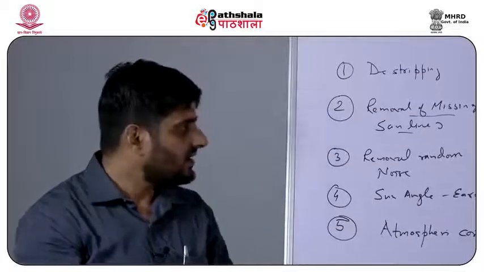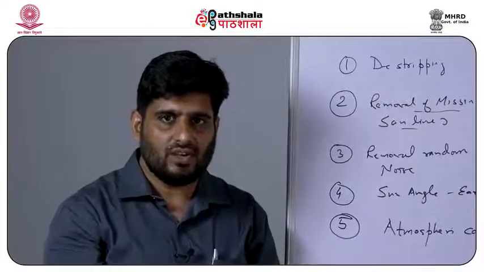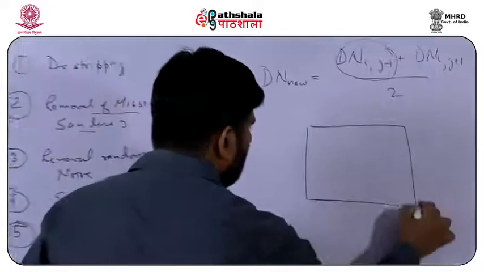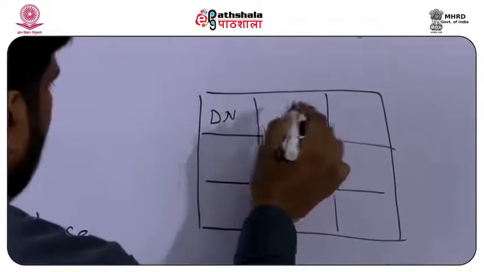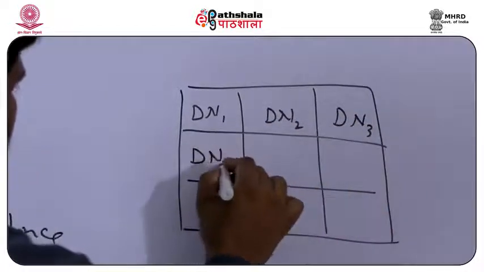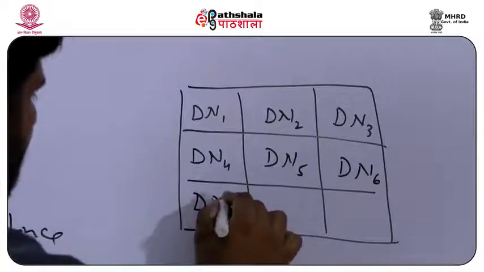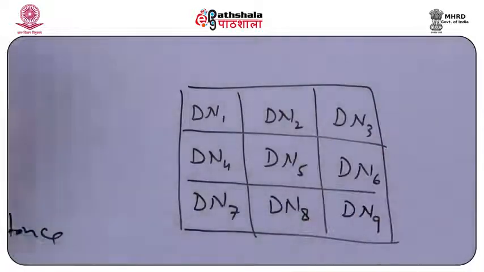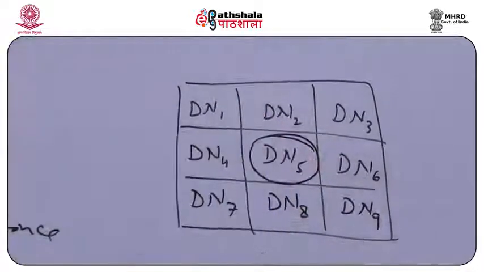Then next is the correction for the noise, or removal of noise, in the image. Now we must first understand what noise in the image is. For that, we take a small segment of the image which contains 9 pixels, and suppose these pixels have DN values as DN1, DN2, DN3, DN4, DN5, DN6, DN7, DN8 and DN9.